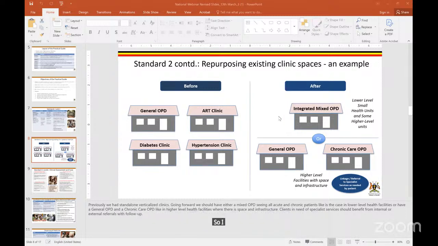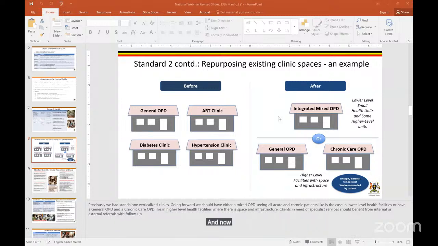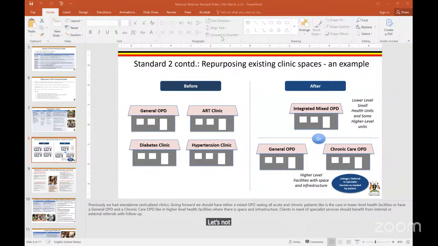So we have taken note of the concerns about the parallel data systems. This will take time, but we are surely going to be working on this as we continue this integration agenda. I want to encourage all the DHOs and the partners who are here that we need to use the system so that we are not giving different commands. And now we shall have people who are moving in the districts, in the clinics from the IPs, teaching integration. When the DHO is not on board, we need to start from the DHO's office and we move together. Let's not run the system when the owners of the system are available.